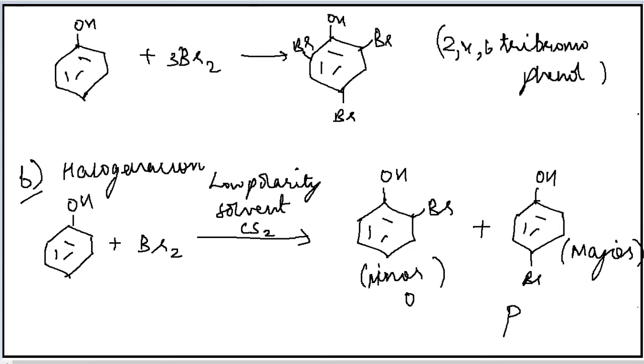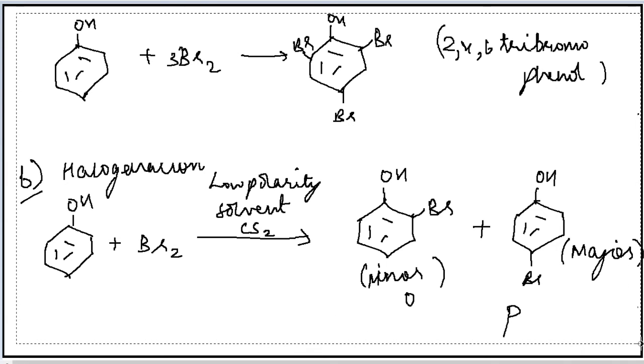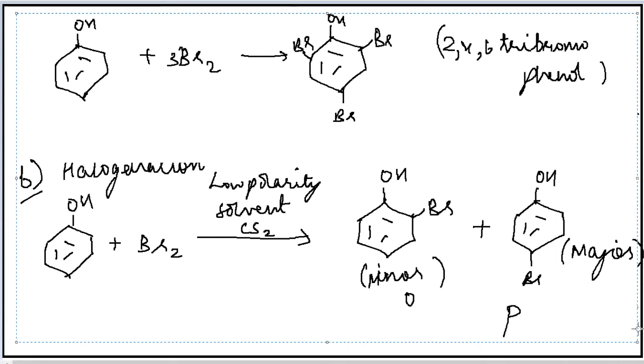So phenols give electrophilic substitution reaction because the hydroxyl group present on the phenol will activate the benzene ring towards such electrophilic substitution reaction, and that I explained to you by using the resonating structure. The next reaction that I will take for the phenols is Kolbe's reaction.